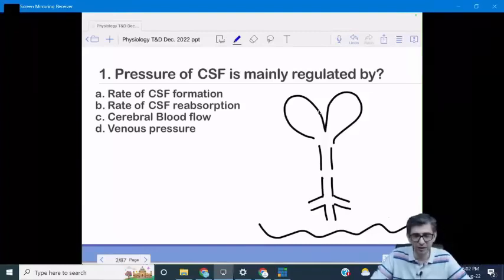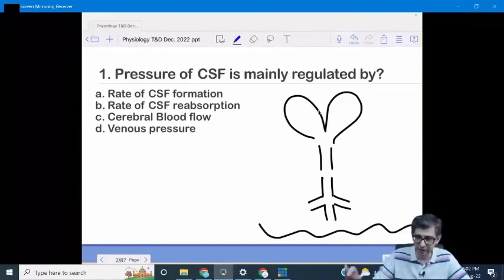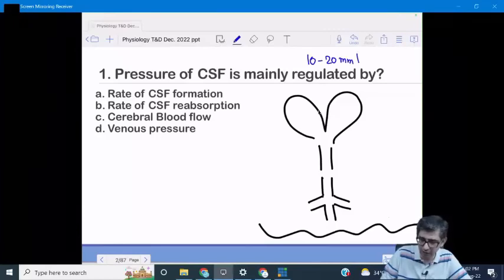So let's get started with the first one for today. Pressure of the CSF is mainly regulated by, so I'll just put in the normal values. The normal pressure of the CSF is 10 to 20 millimeters of mercury.